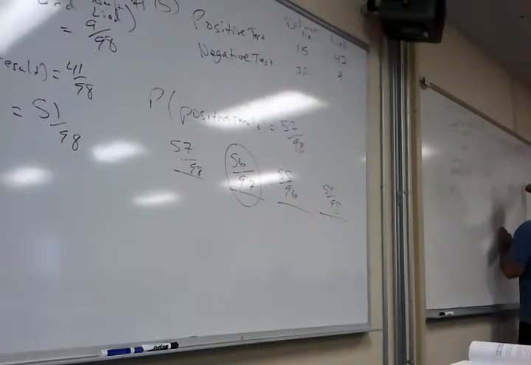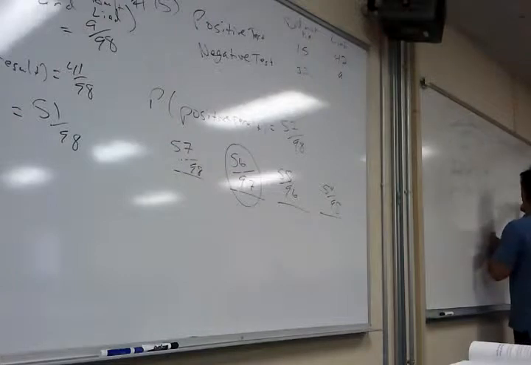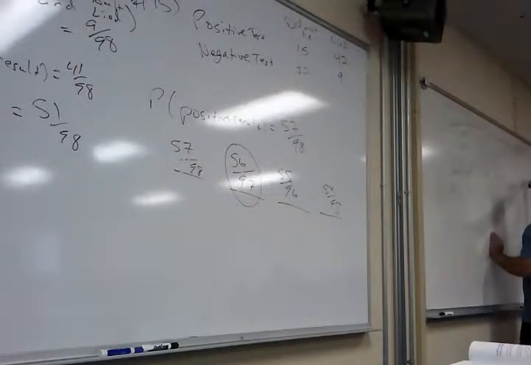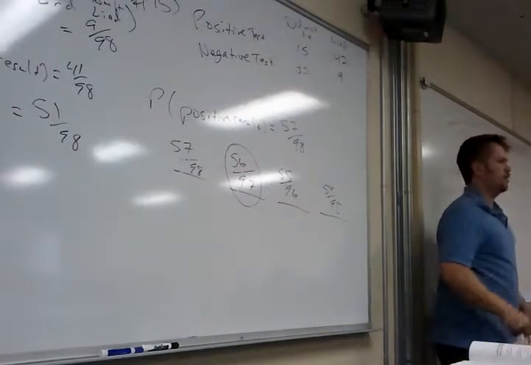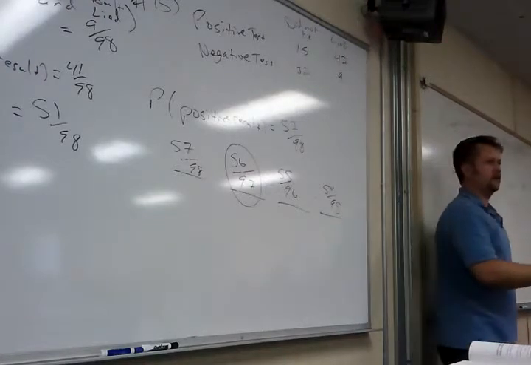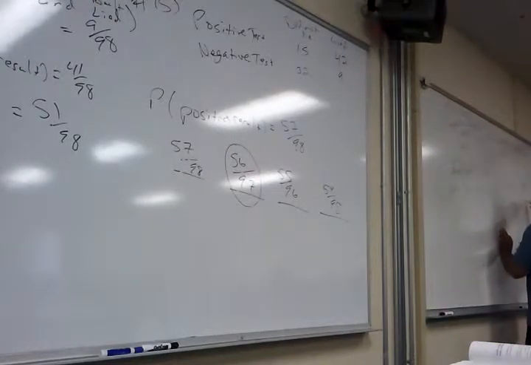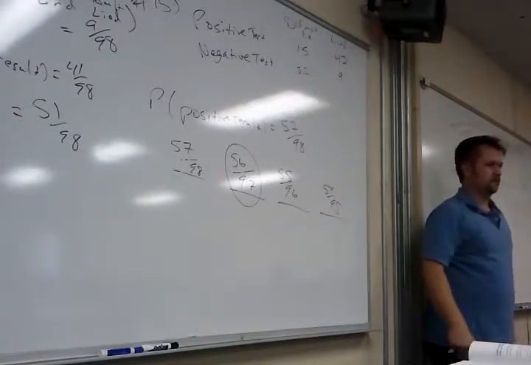If I said A or B, now it could be in A or B. What would that list look like? The whole thing: 1, 2, 3, 4, 7. Yeah, don't write 2 twice. Right. Cool.